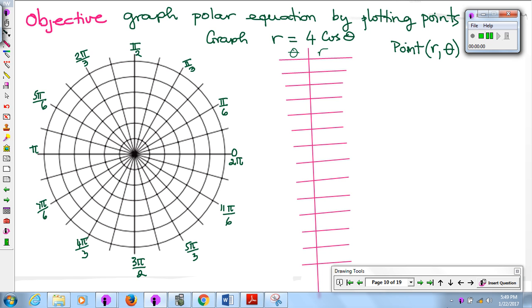Hello, my pre-calculus student. In this video, we're going to graph a polar equation by plotting points. So let's graph the equation r equals 4 times cosine theta.